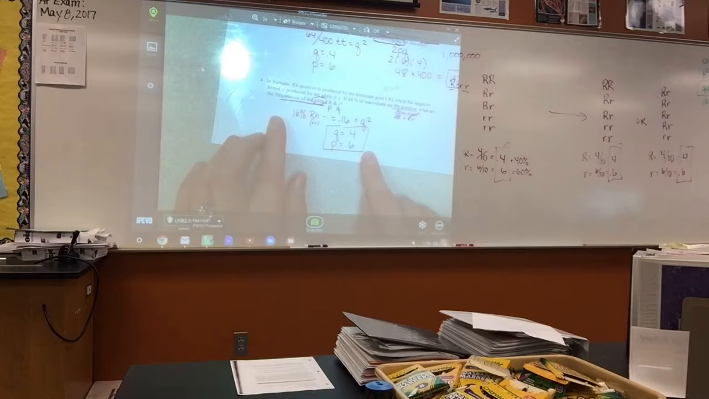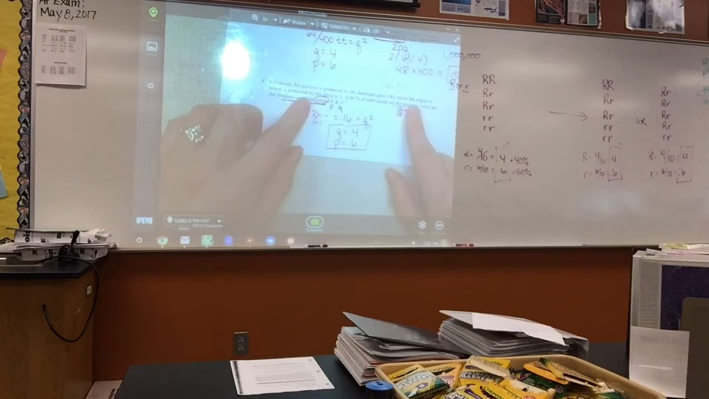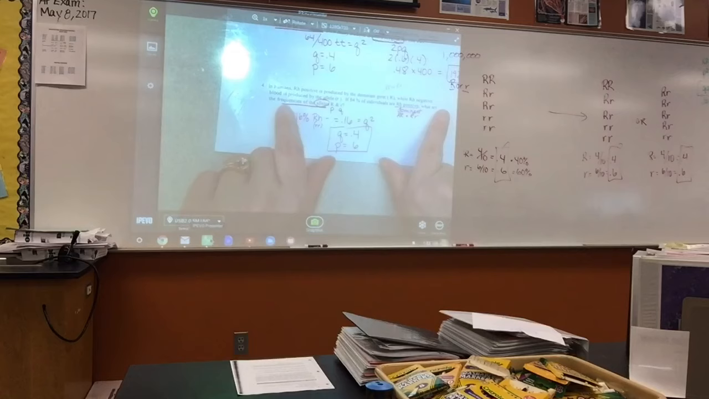Number 4, Rh positive. This is the blood type, so A positive or A negative. Rh positive is a dominant gene, big R, while Rh negative is recessive. If 84% of the individuals are Rh positive, that means they're either big R, big R, or big R, little r. What are the frequencies of the alleles, big R and little r?